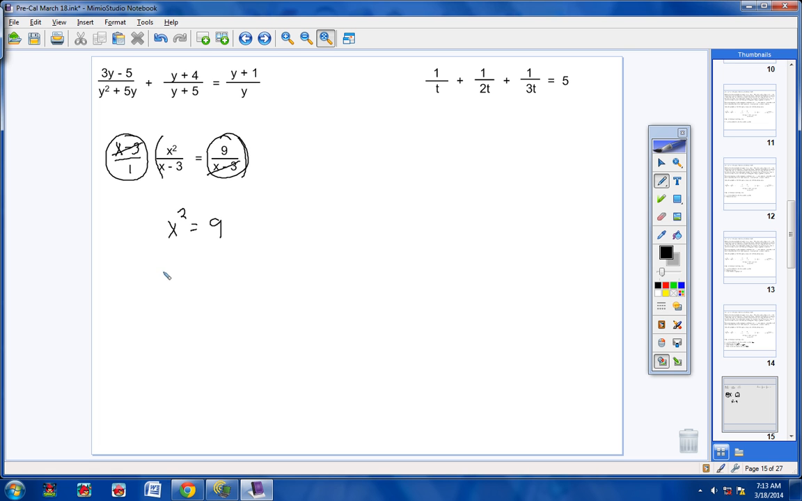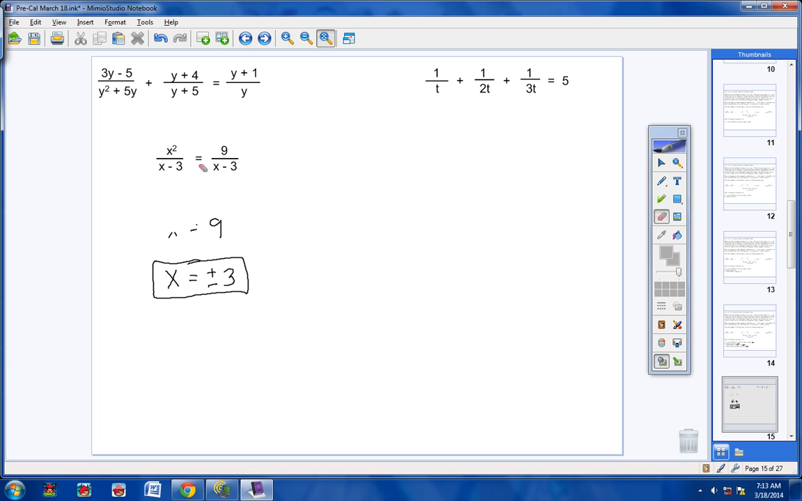Now we take the square root of both sides. The square root of x squared would be x, and the square root of 9 would be, don't forget your positive negative, plus minus 3, or positive negative 3. Okay? Now, we think those are our solutions, but they're not, and let me show you why. Remember, the last step is to check for extraneous solutions.